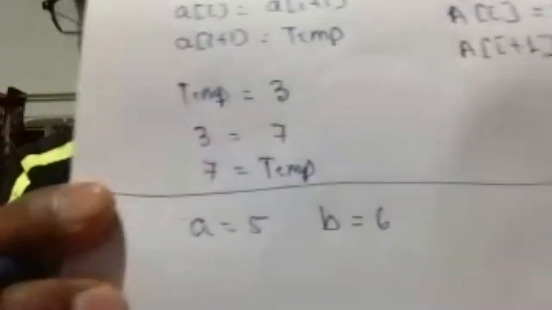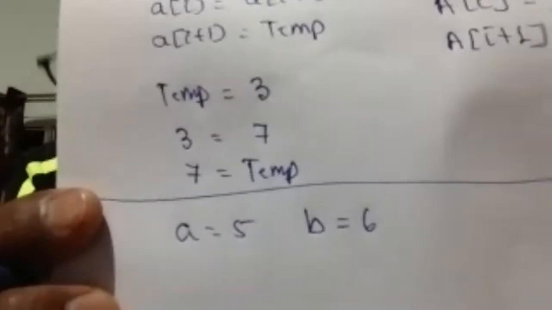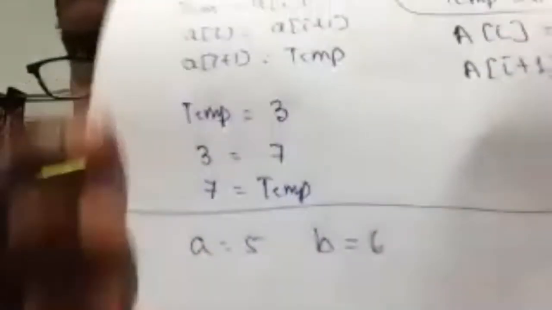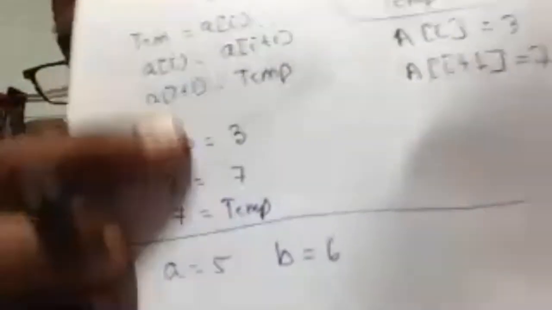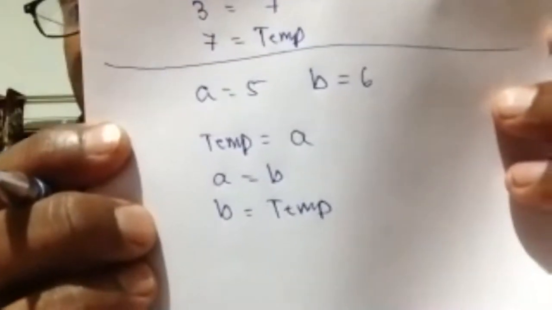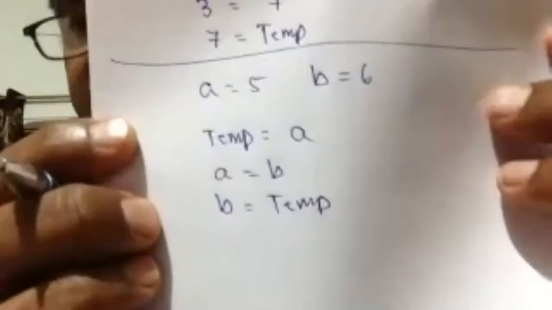For example, if somebody asks A equal to 5, B equal to 7, swap it. Swap it means A becomes 7, B becomes 5. Just use this logic: temp equal to A, A equal to B, B equal to temp. Now your values become exchanged.